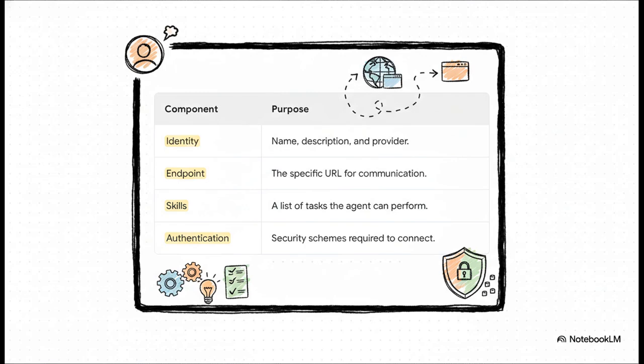Let's take a peek inside this digital business card. First, you've got the agent's identity, its name, who made it, then the endpoint. That's the actual address to send messages to. Next, and this is super important, a list of its skills, so you know what you can ask it to do. And finally, the security rules, how to connect safely. By just reading this card, another agent knows exactly what it's dealing with.